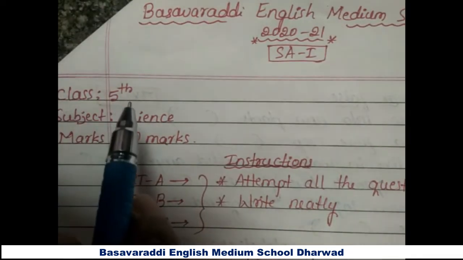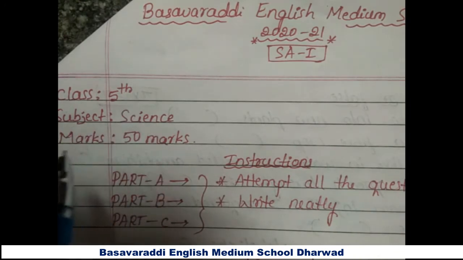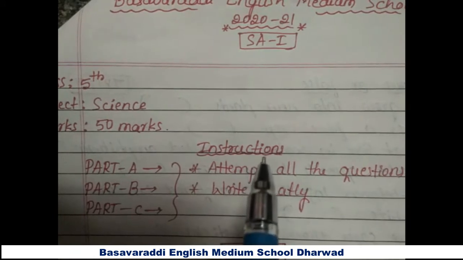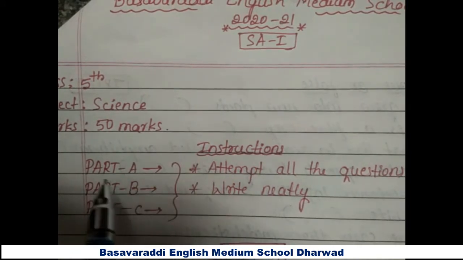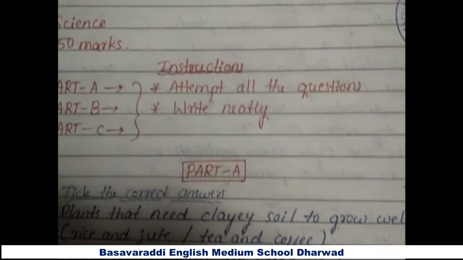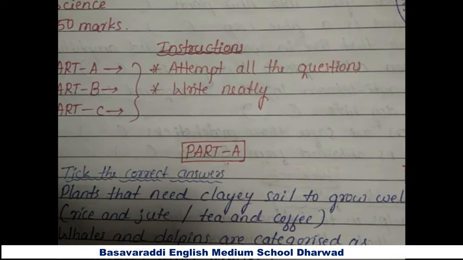Class 5th standard, subject science, 50 marks. Instructions: there are three parts here, Part A, Part B and Part C. Attempt all the questions, write neatly. Part A, let's get started.